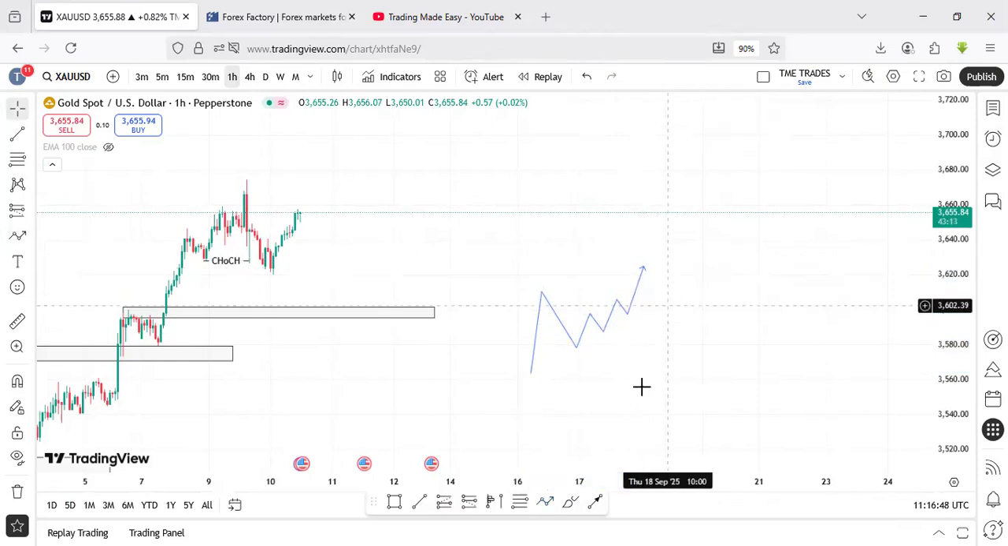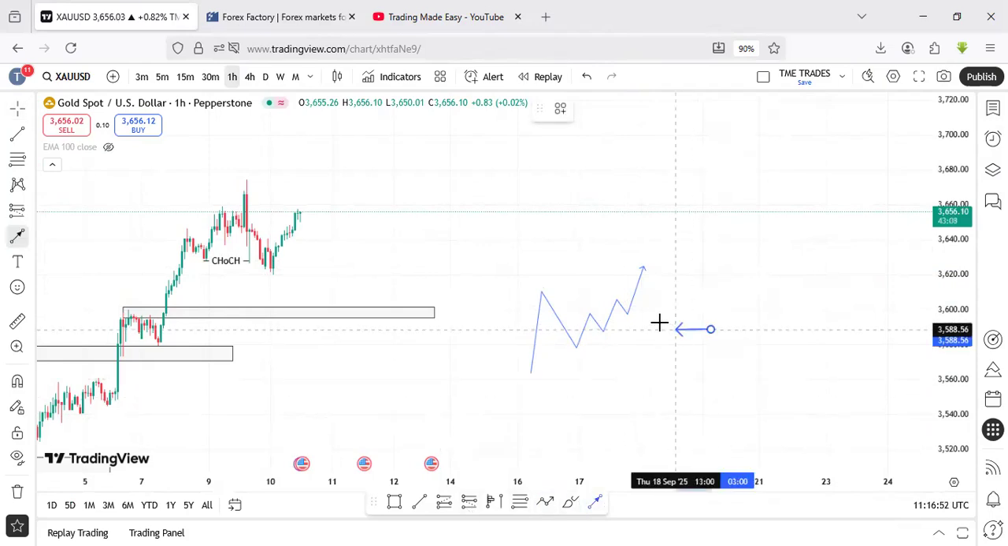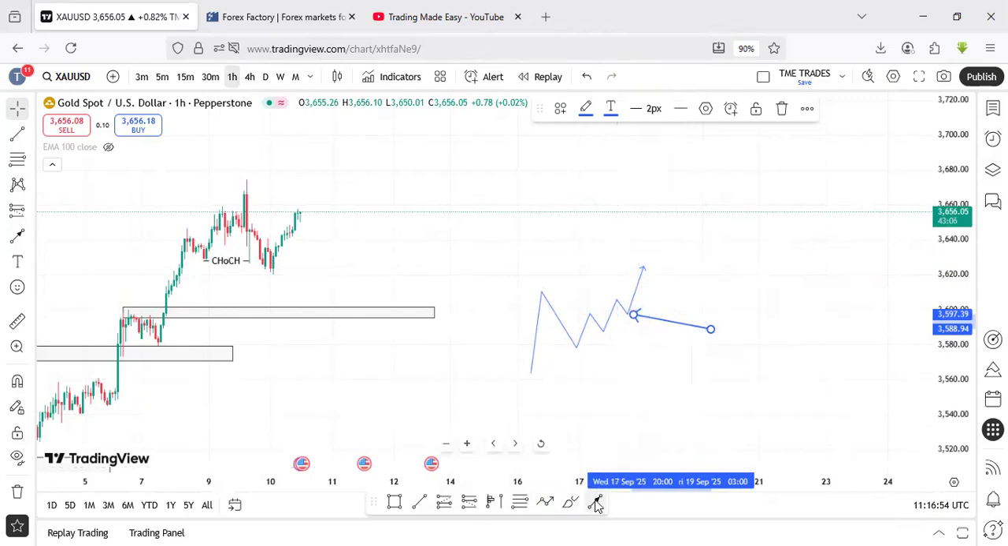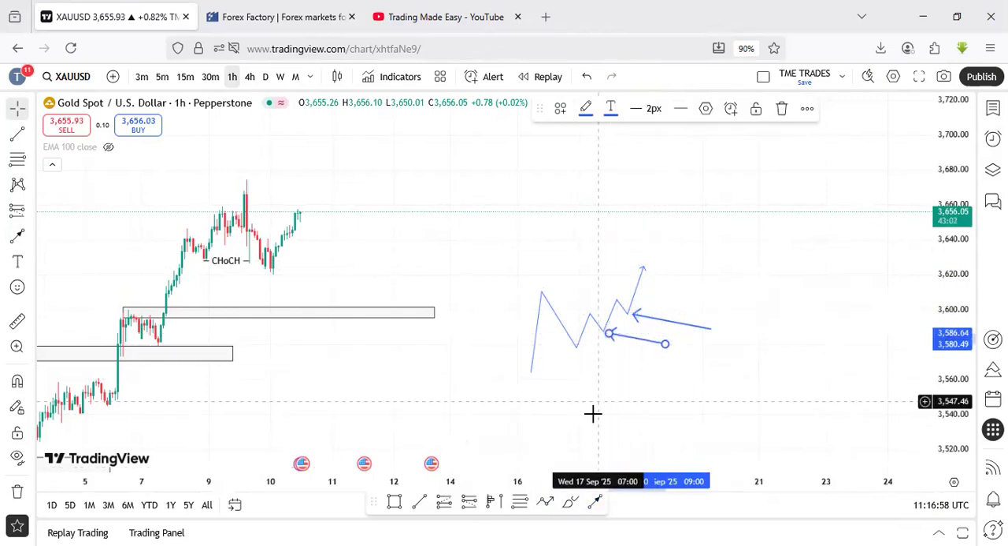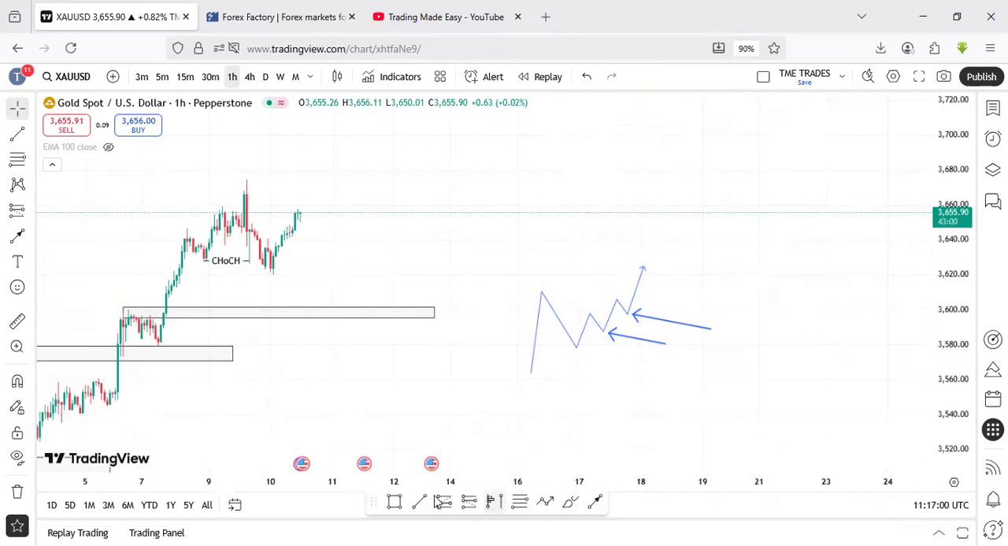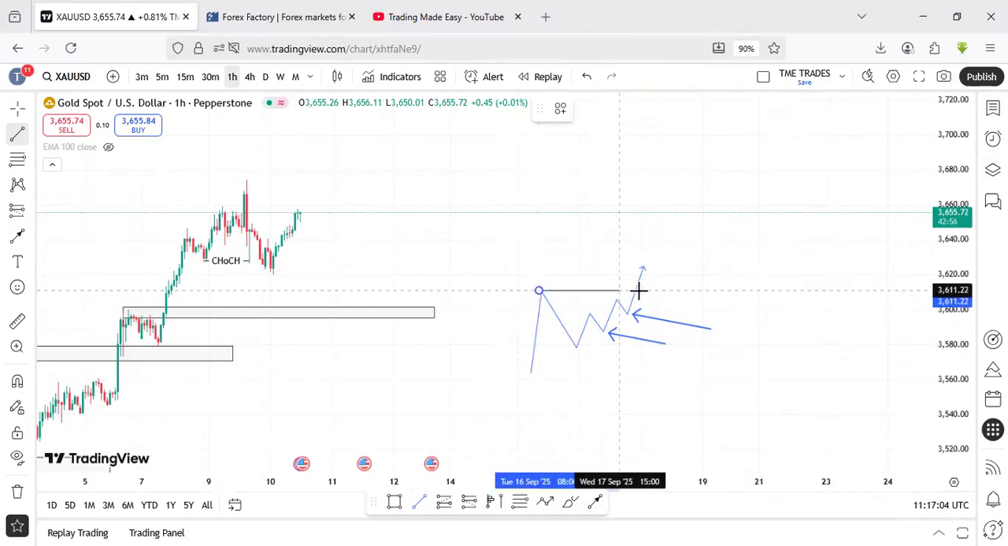Now, looking at this, this and this could be used as liquidity in the market. Remember, the break of structure occurred at this particular place.